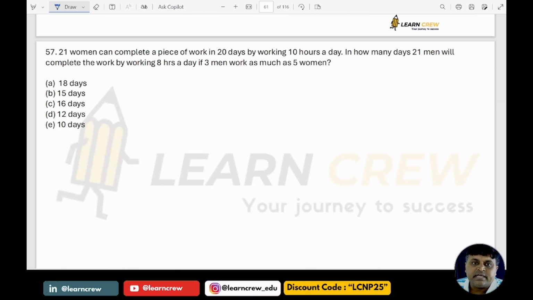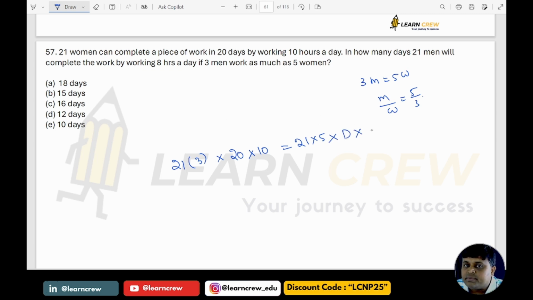21 women can complete a piece of work in 20 days, working 10 hours a day. In how many days will 21 men complete the work by working 8 hours a day if 3 men work as much as 5 women? So man to woman efficiency ratio is 5 is to 3. 21 women can complete a work in 20 days working 10 hours a day. 21 men will complete the work working 8 hours a day in how many days?